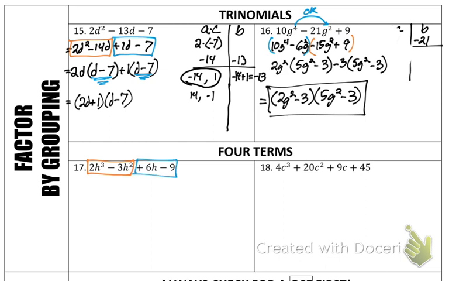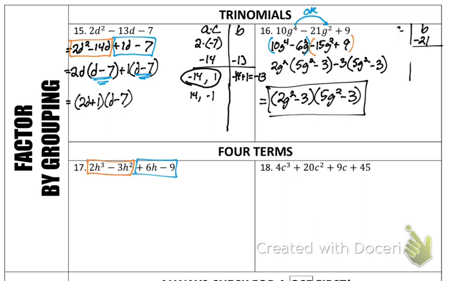Factor the biggest thing you can out of both of those. Either it works or it doesn't work. And if it doesn't work, you could say, Mr. Pabian, I don't think this one works. You can ask a question, or it's as factored as it can be. Okay? All right, so we have 2 and 3.